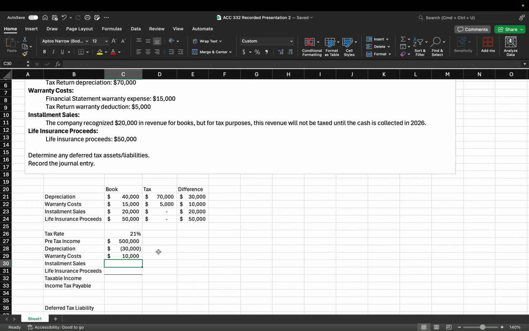Again, because right now the company has to pay all the taxes on it, but once they actually pay money to repair a customer's computer, that's deductible from that year's taxes. Installment sales, again, deferred tax liability. They're saving money right now, yes, because they don't actually have to pay taxes on it because they don't have the cash for it still. But then the next year, this is going to reverse, and they're going to pay taxes on $20,000. And then finally, our life insurance proceeds.